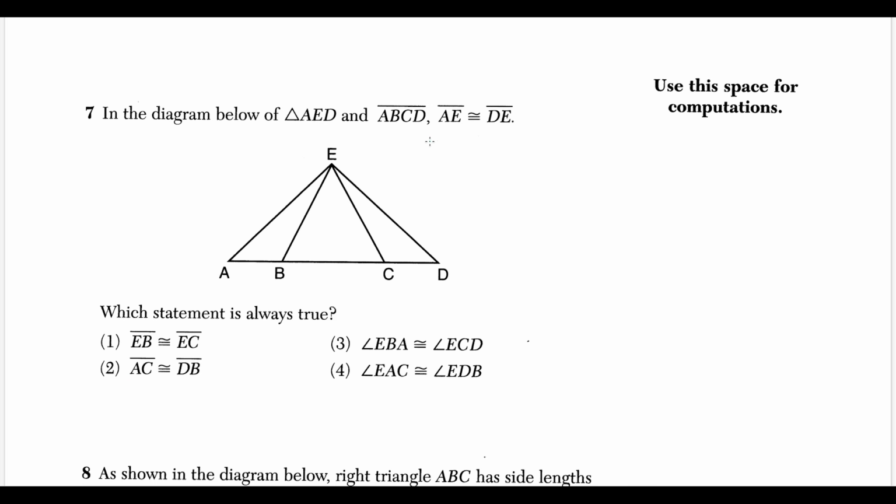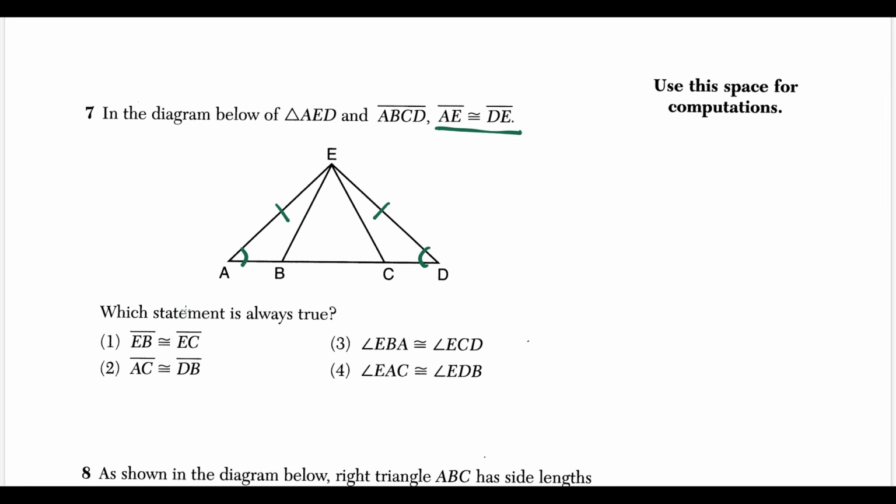So for question 7, we have triangle AED, and then we have a straight line ABCD like this. And we're told AE is congruent to DE. So right away, when I see 2 sides of a triangle are the same, I think, okay, this is an isosceles triangle, and that means the angles across from the congruent sides are also congruent. So that means angle A and angle D are the same. But notice right away, I look in the answer choices here, and they didn't name any angles with a single letter. So now we have to sift through this a little bit.